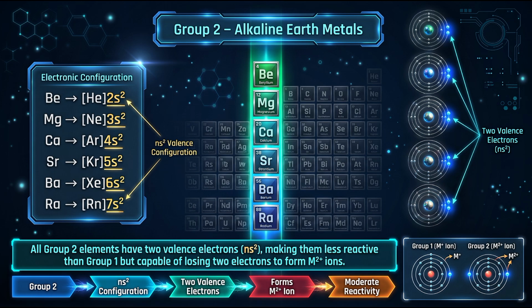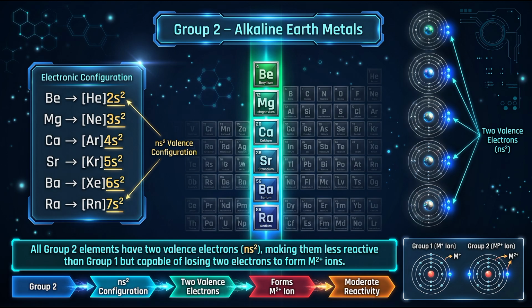behavior. The atomic models shown on the right side of the image help explain another important trend. As we move downward from beryllium to radium, the number of electron shells increases. Beryllium has 2 electron shells, magnesium has 3, calcium has 4, strontium has 5, barium has 6, and radium has 7. Although the number of shells increases, every atom still has exactly 2 electrons in its outermost shell. This is why all of these elements remain together in group 2 of the periodic table.